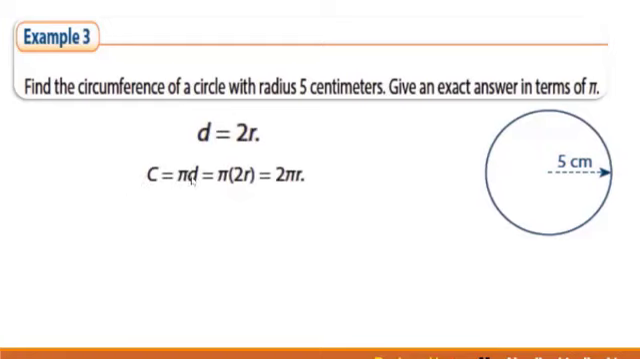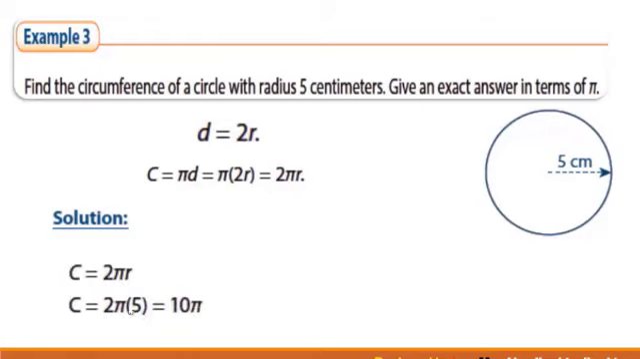C by D, I changed D with 2R, so this is my new formula. I told you this before, 2 by R. So I change R with 5. So I start with this solution like this. C equals 2 by R. So I change R with 5. So 2 times 5 is 10 by.